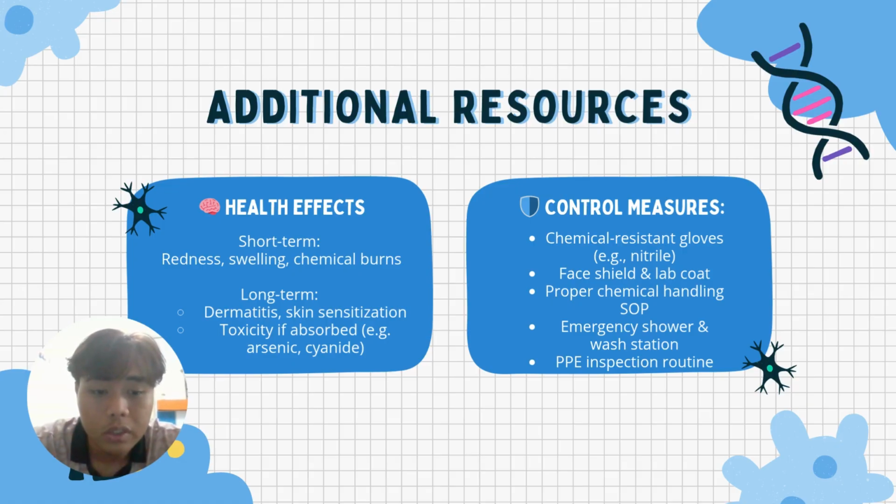That's why it's crucial to apply effective control measures such as wearing chemical-resistant gloves, lab coats, and face shield, following standard operating procedure (SOP) when handling chemicals, checking the condition of personal protective equipment (PPE) regularly, and using emergency shower or wash station immediately if any contact occurs.